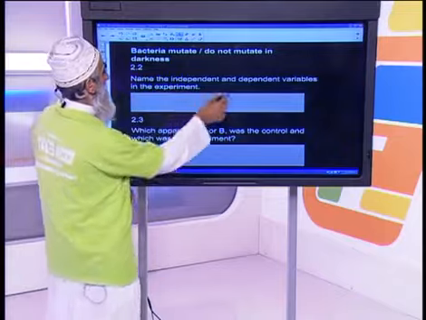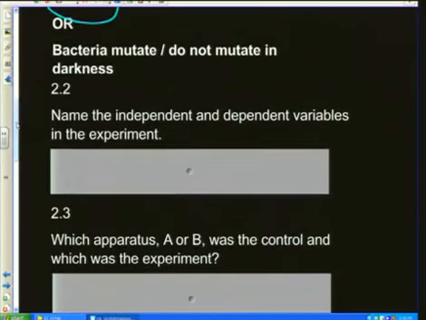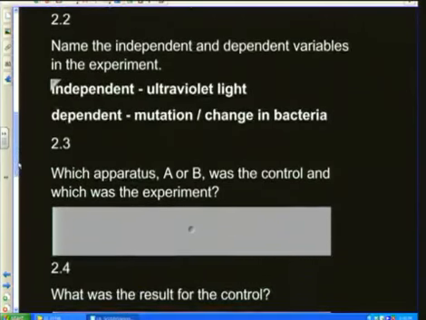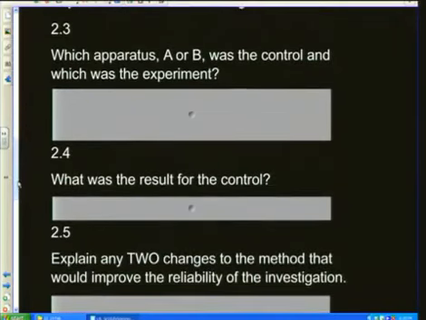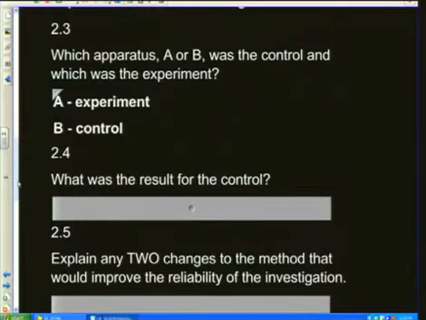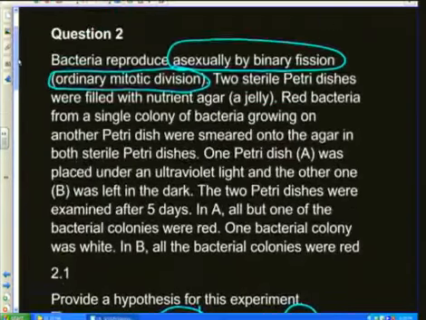Name the independent and dependent variables in this experiment. And in this experiment, the independent variable, as I said earlier, will be the ultraviolet light because you, the investigator, are in control of that. The dependent variable is the mutation or the change in the bacteria because that you're not in control of. Which apparatus, A or B, was the control and which was the experiment? A was the experiment and B was the control.